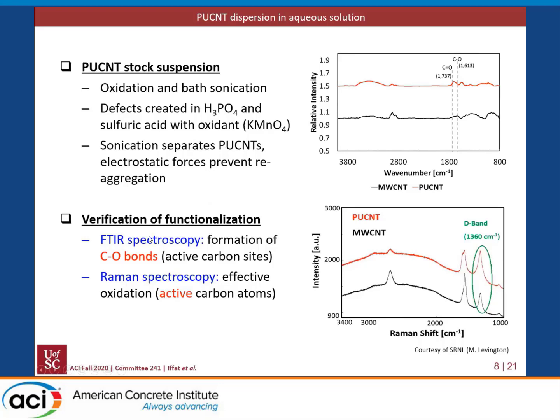In the next step, the functionalization was verified through FTIR spectroscopy, and C-O bonds were identified, which indicates active carbon sites. Also, we performed Raman spectroscopy and found active carbon sites by finding the width and intensity of the D band, which is more in the case of PUCNT compared to the multiwalled carbon nanotubes.